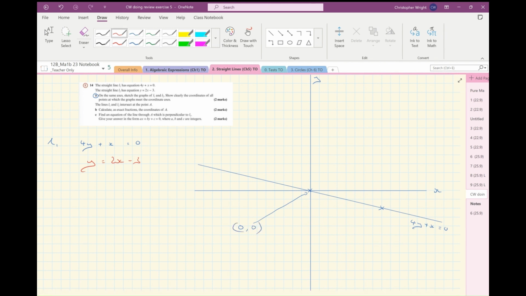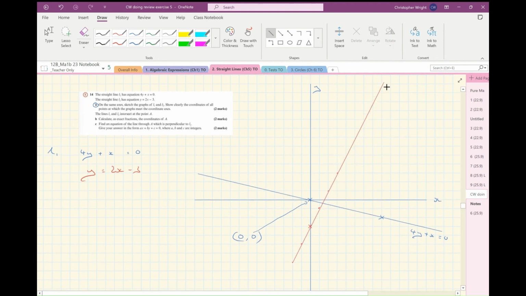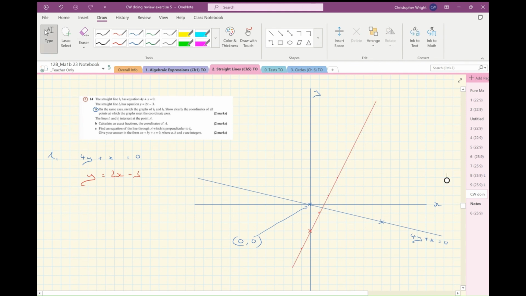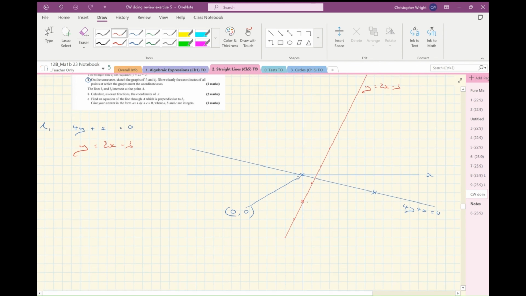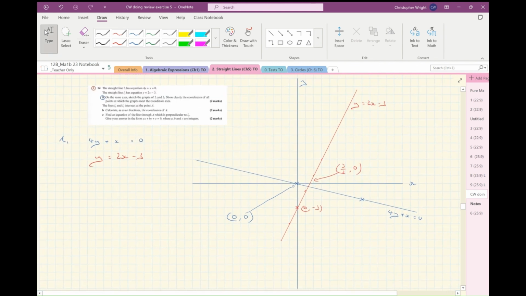Right, let's do y equals 2x minus 3. The y-intercept is minus 3, and it has a gradient of 2. So here is my sketch of that line. There we go. And that is the line y equals 2x minus 3. And where does it cross the axes? Well, clearly this point here is 0, minus 3, the y-intercept. The x-intercept by inspection is going to be 3 over 2, 0. Okay, that's part A done.